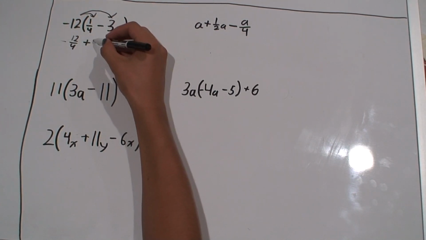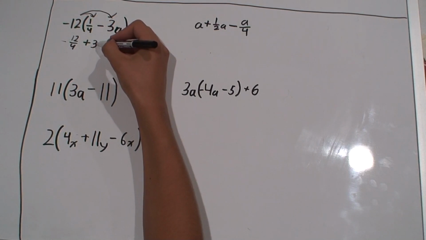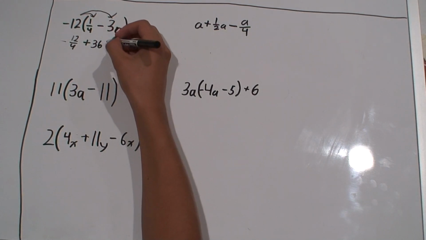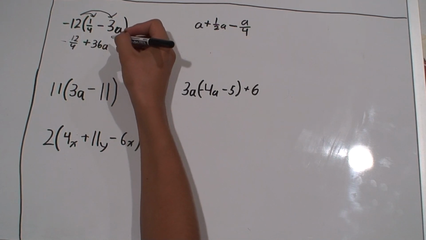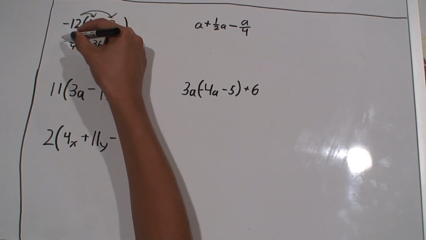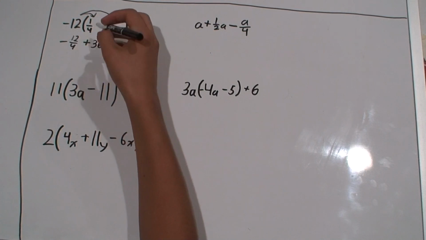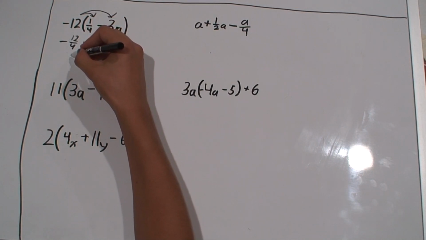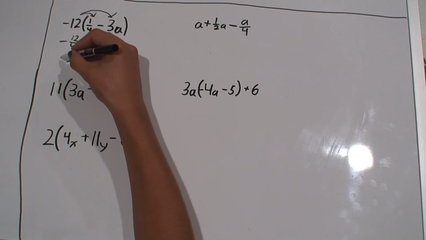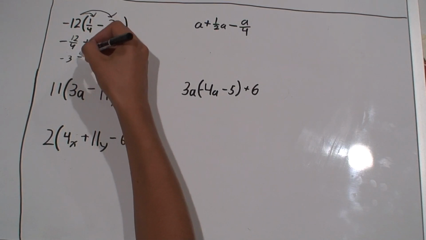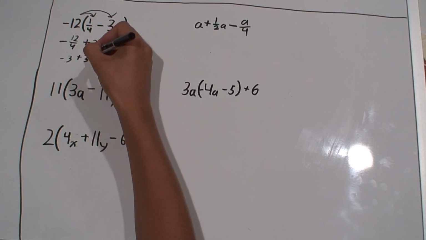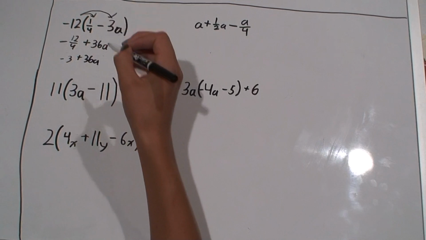12 times 3 is 36, and then we have a. Now negative 12/4, 12 divided by 4, that is 3, negative 3 plus 36a.